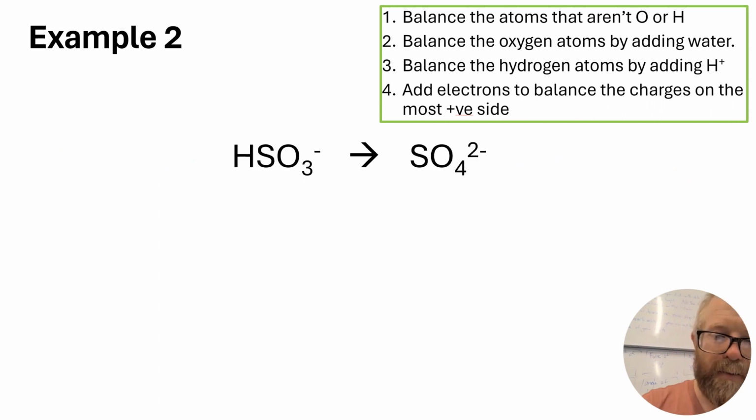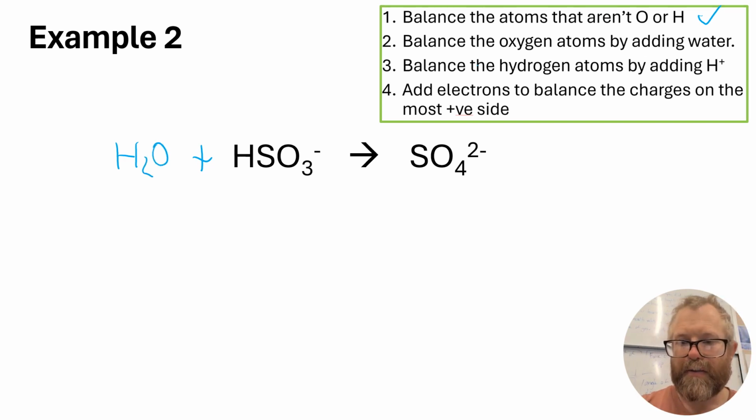Another example here is hydrogen sulfite going to sulfate. Now, balancing the atoms that are not oxygen or hydrogen: 1 sulfur, 1 sulfur, so I've done that. Now to balance the oxygens, on the left hand side we've got 3, on the right hand side we've got 4, so I need to add 1 more water over here, on the left, to make 3 into 4.